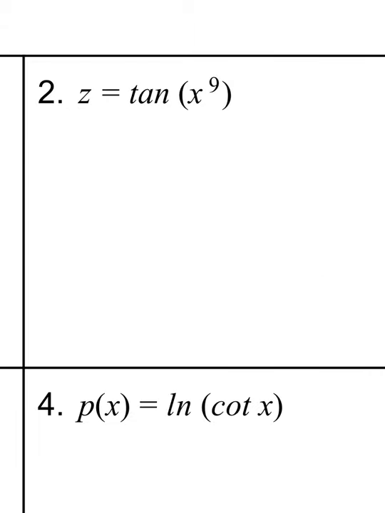Number two, this is also a chain rule. My outer function is tangent, and my inner function is x to the 9th. So the derivative of the outer, the derivative of tangent, is secant squared of x, but we write it as secant squared of something. That is the derivative of the outer. The inner as is goes right inside that set of parentheses, so that is x to the 9th. So there's my inner as is.